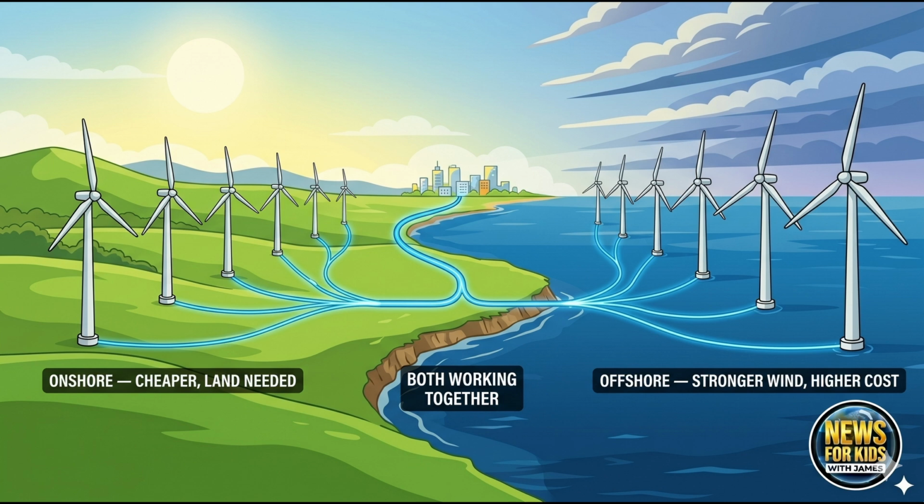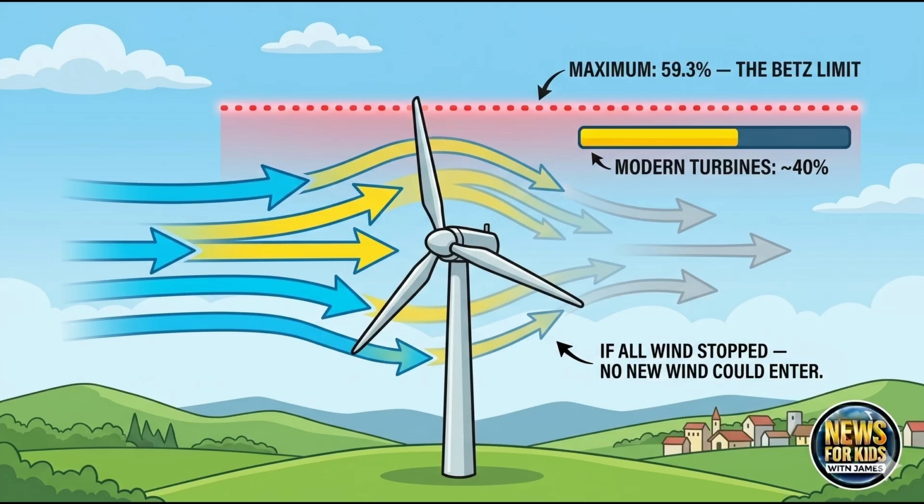Onshore, where land and wind allow it. Offshore, where they need more than the land alone can provide. The limit no engineer can engineer around. Like solar panels, wind turbines have a physical ceiling. A turbine can't take all the energy out of the wind. If it did, the air behind it would stop completely and no new wind could flow in.